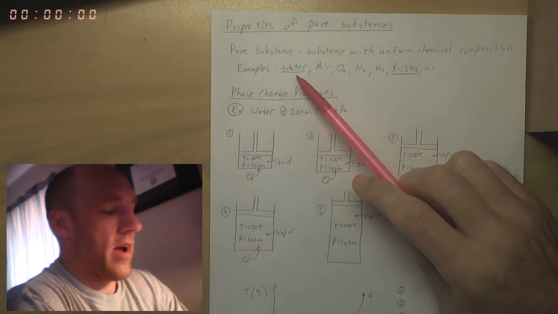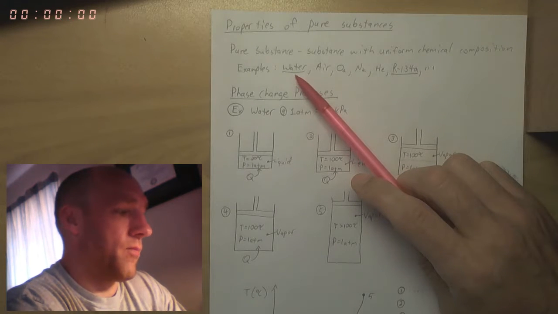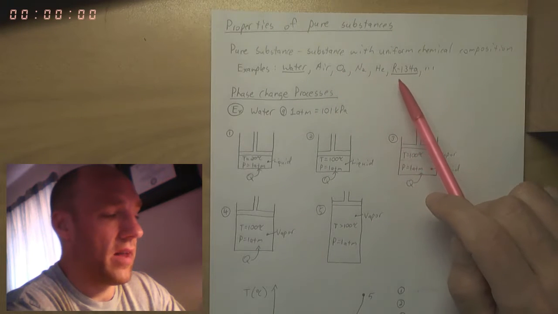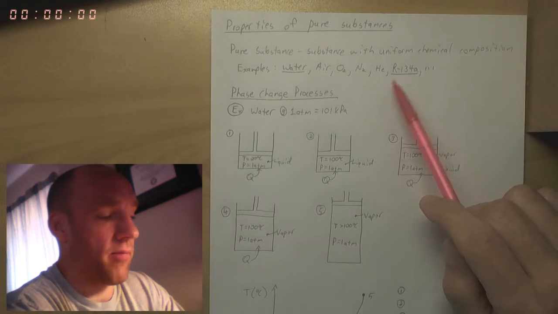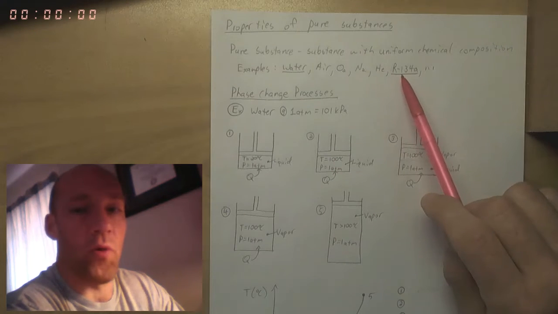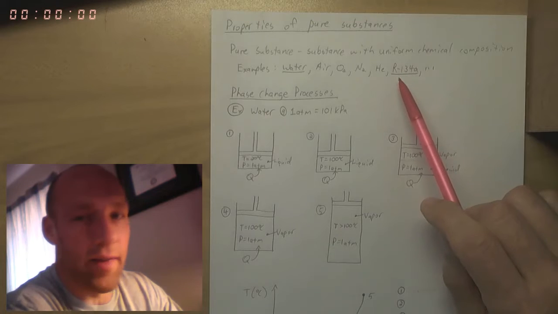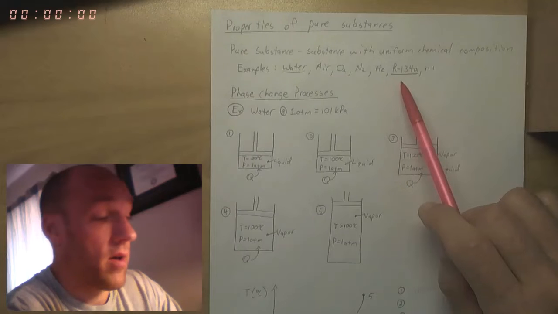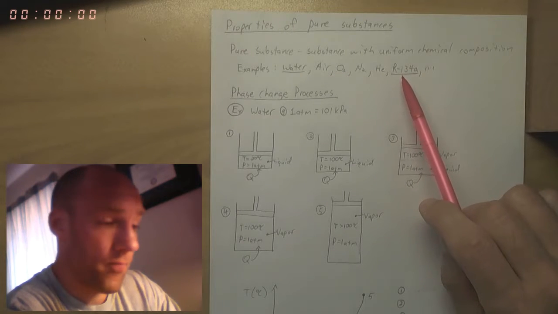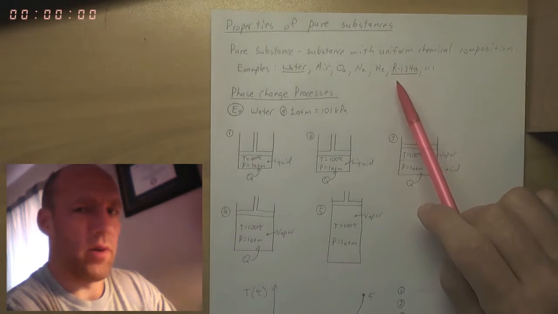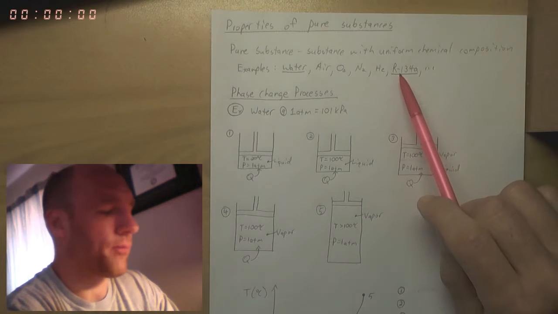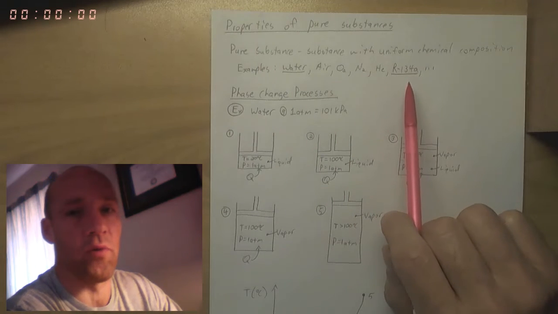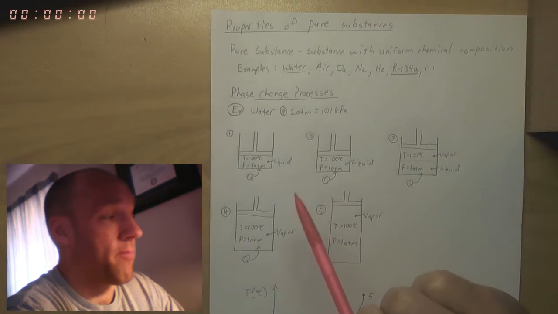So this is the one difference there. A couple examples here: water, air, oxygen, nitrogen, helium, and a refrigerant, R134A. This is the freon that you usually use in your vehicle. This is what your air conditioner runs on, the working fluid in the air conditioner in your car. The two that we're going to focus on during the course are just water and this R134A.